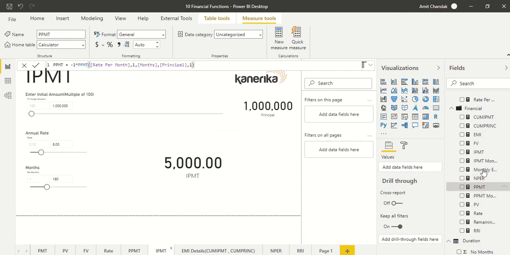Let's look at the formula. Again, version 1 is where we are trying to find out the first month interest. This is the interest you are going to pay in the first month when we have this much principal, which is around a million, and 6% annual rate of interest for 180 months. Now how we are going to get it monthly is we are going to take advantage of the row context, and then we are going to put the duration here for each month.